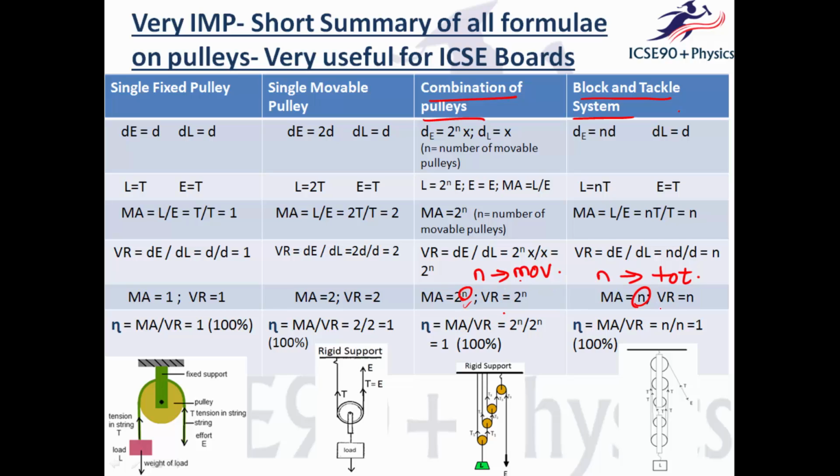Remember, this n and this n are not the same. N in the case of combination of pulleys represents the total number of movable pulleys only and not the fixed one, whereas the letter n in the case of block and tackle system represents the total number of pulleys, like so.